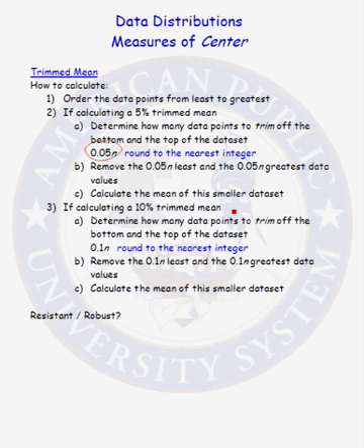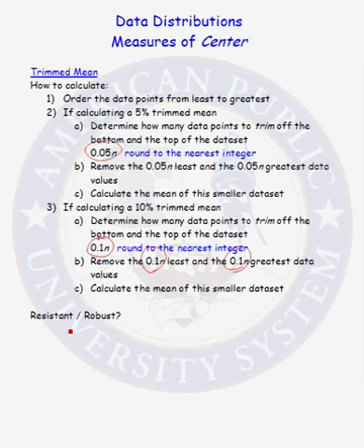If calculating a 10% trim mean, again, determine how many data points to trim off the bottom and the top of the data set. The number you will trim off is 10% of the number of data points. Again, if 0.1 times n is not an integer, then round to the nearest integer. Remove that many data points from the low side of the data set and 0.1 times n from the top end of the data set. Then you calculate the mean of this smaller data set, and that will be your 10% trimmed mean.